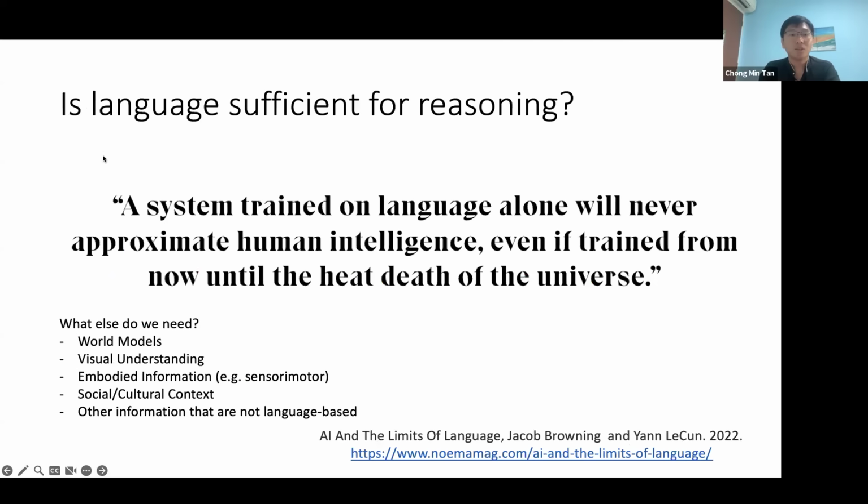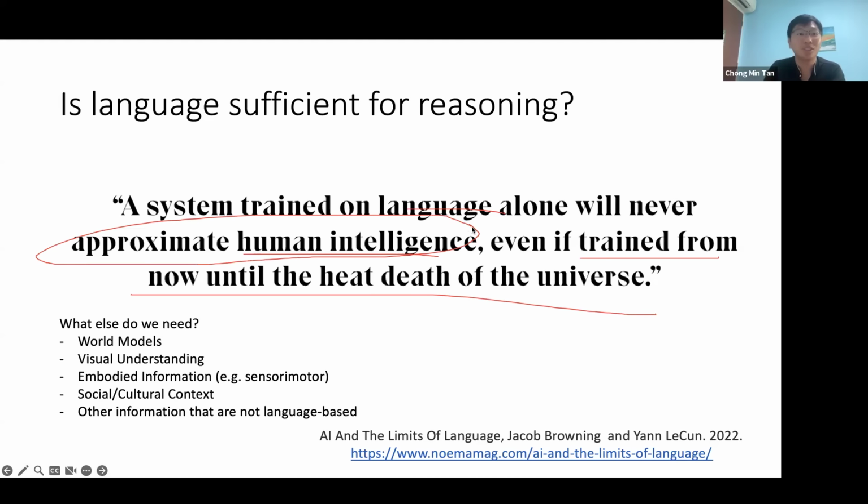Okay, so Yann LeCun once wrote a paper with Jacob Browning, and they gave quite a strong case that language alone will not be enough to approximate intelligence, because there's so much more to human intelligence than our language itself. They use very strong language: even trained from now to the heat death of the universe, we will not be able to approximate human intelligence. I think that's overly strong, because we might be able to approximate some human intelligence with language, because some language is enough.